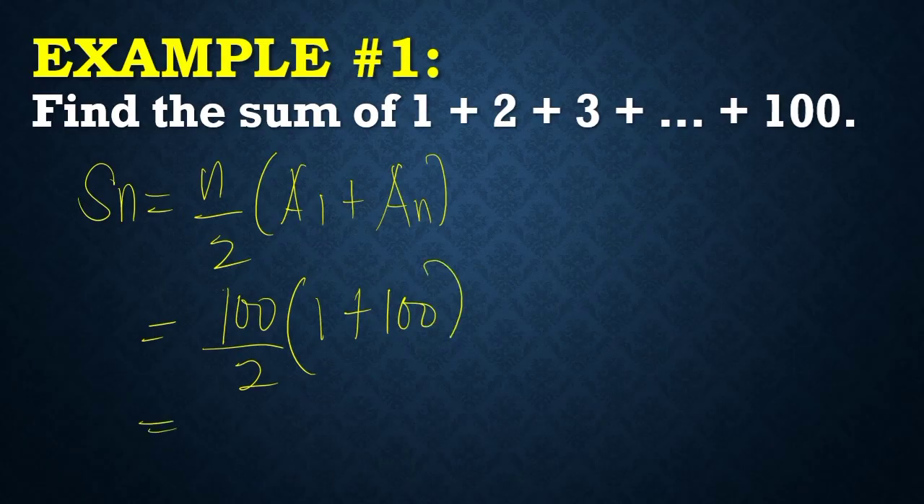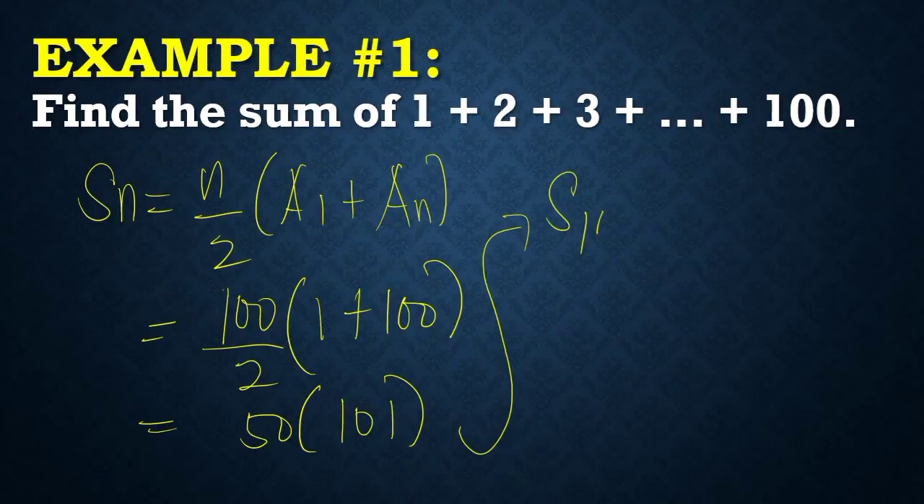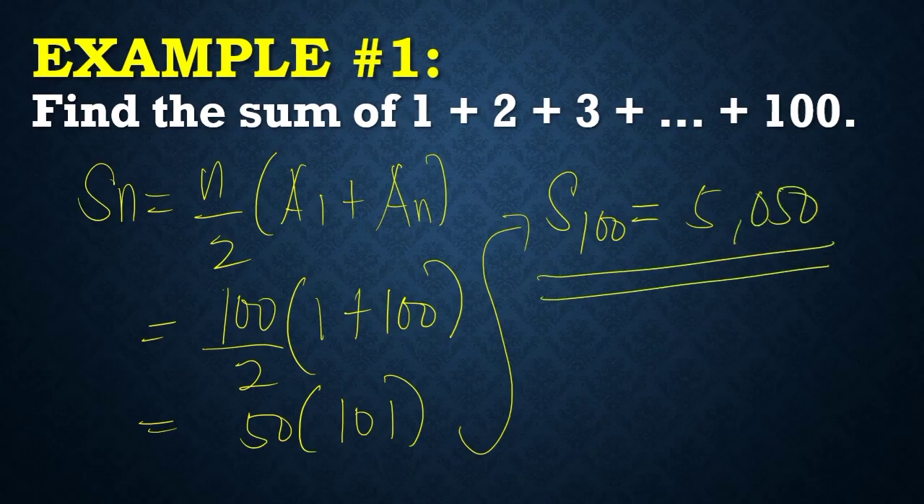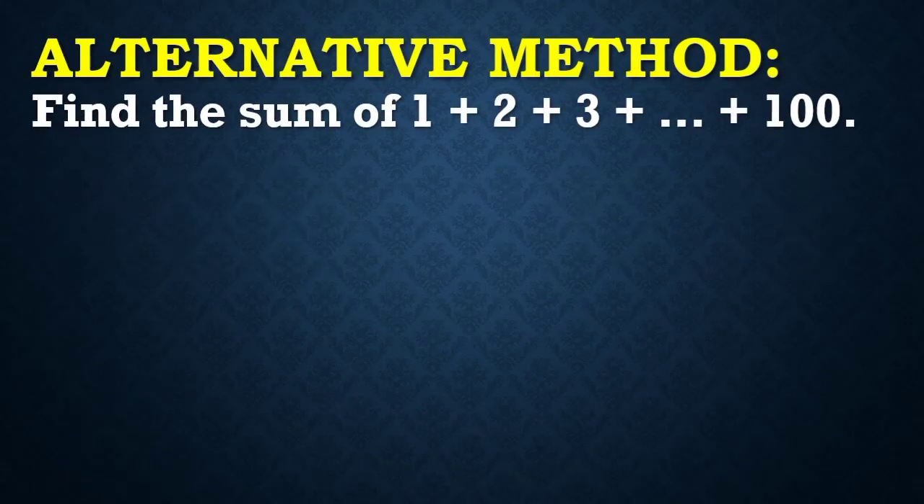100 divided by 2, that is 50. Times 1 plus 100, that is 101. Now, S sub 100 is equal to the product of 50 and 101, that is 5,050. So, the sum of the first 100 numbers is 5,050. So, meron tayong alternative method para masagot yung problem natin na yan.